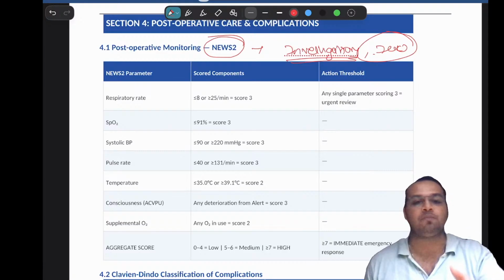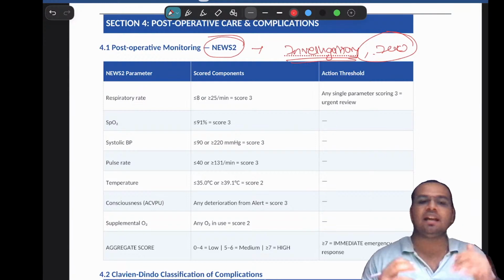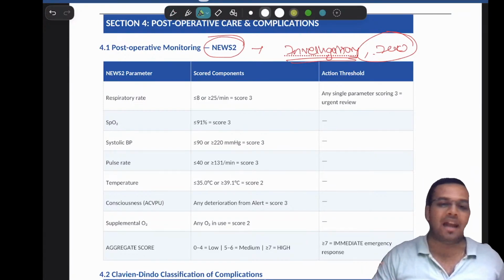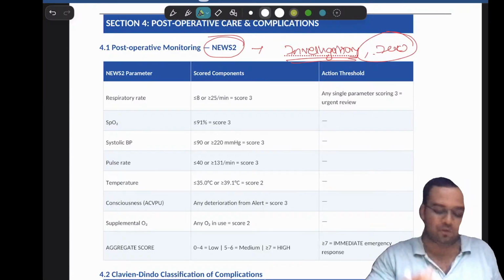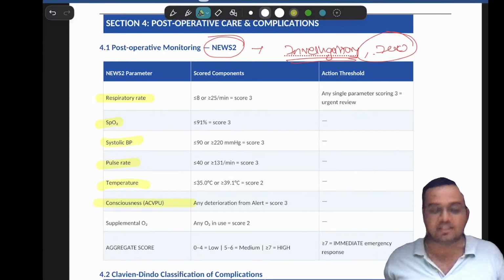You should know which patient needs to be admitted, which patient needs to be shifted to ICU, or which patient can be just conserved in the ward. So these are the things you should be knowing. So what does this score contain? Basically, what parameters do you monitor in the patient? You have to check in the score: it is the respiratory rate, SpO2, BP, pulse rate, temperature and consciousness.